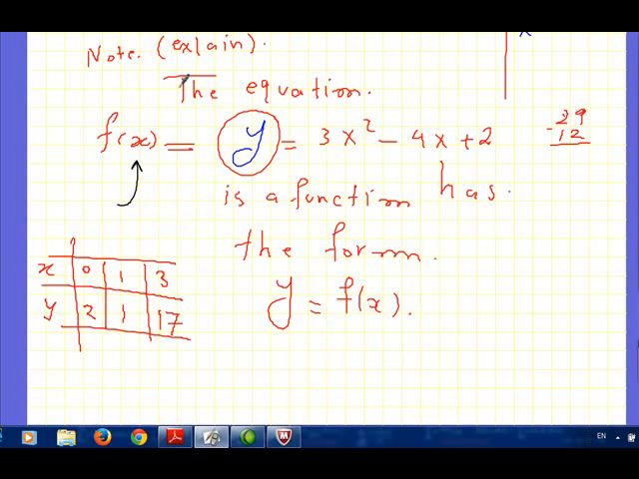Note, from the equation y equals 3x squared minus 4x plus 2 is a function that has the form y equals f of x, because as we consider any element of x we can find one and only one image in y by substitution.